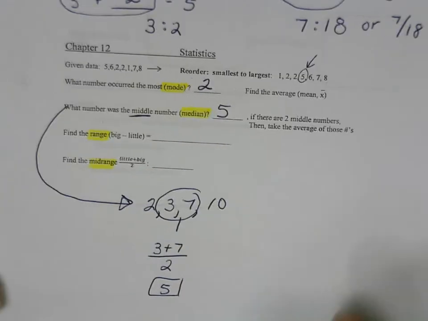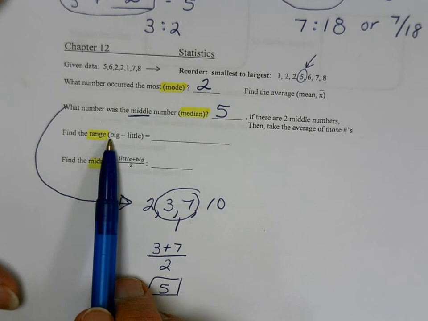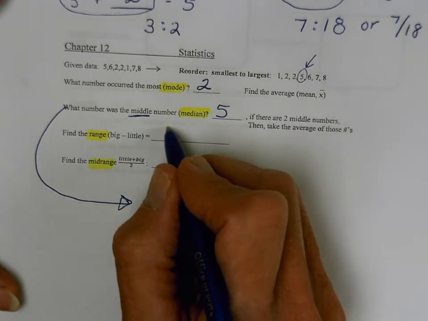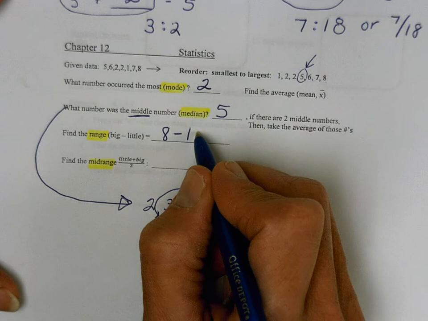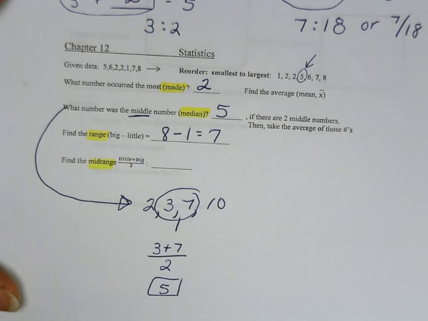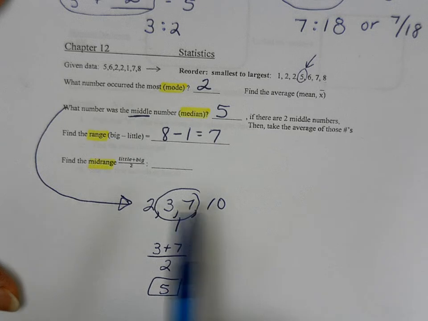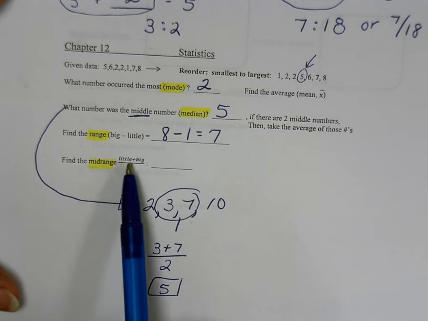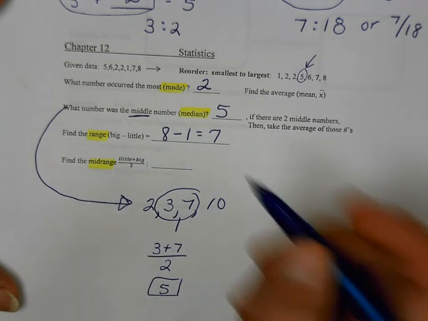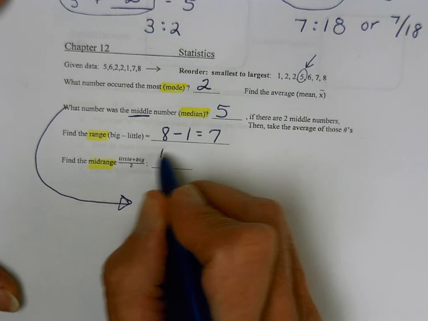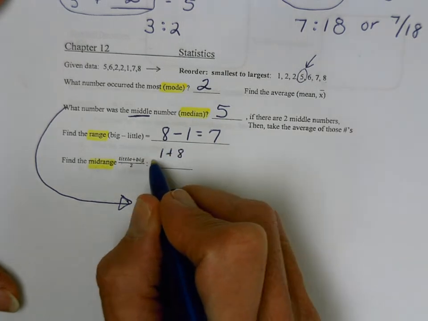The range is found by taking your big number and subtracting your little number. Our big number was 8. Our little number is 1. 8 minus 1 is 7. Pretty easy, right? Last but not least, your mid-range is when you take your little number and your big number. Our little number is 1, and our big number is 8. And you add them and divide by 2.